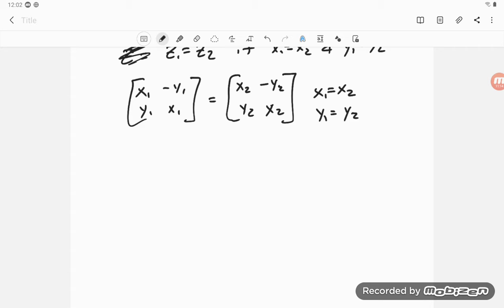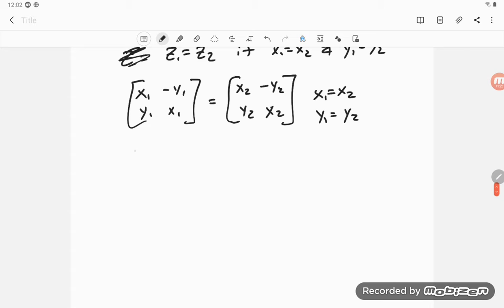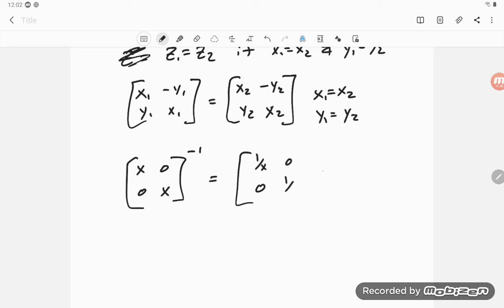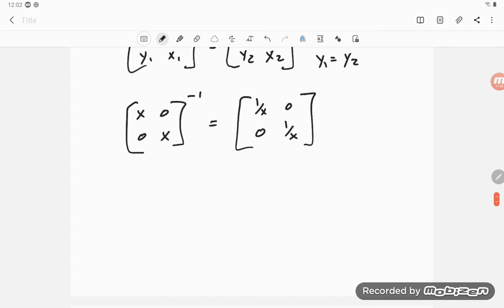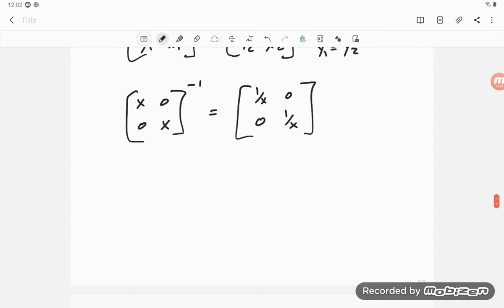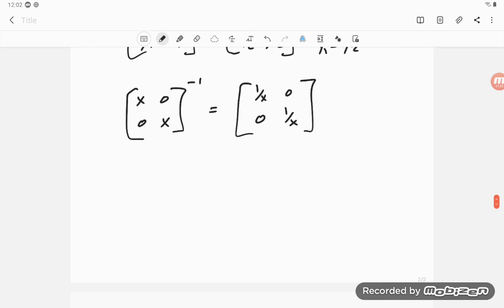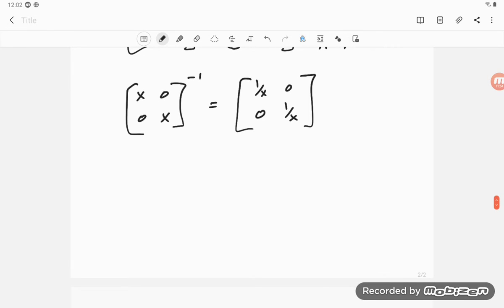Now, if we want the multiplicative inverse, certainly, the multiplicative inverse of a real number. So if I had, say, a real matrix, x, 0, 0, x, like that, and I wanted its inverse, well, that would just be 1 over x, 0, 0, and 1 over x, like that. Okay, but again, if I have a real number, its multiplicative inverse is just its reciprocal, 1 over x.